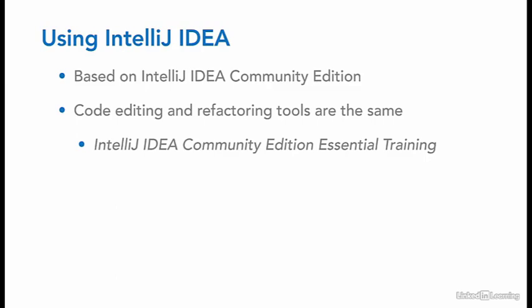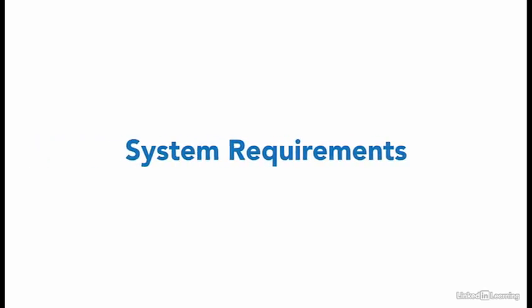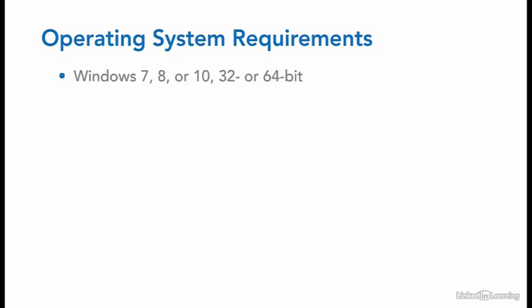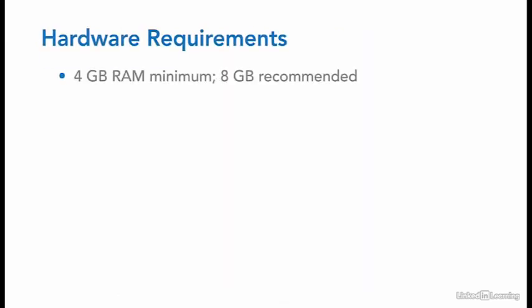In order to run Android Studio on your development computer, you'll need certain minimums in your operating system and in your hardware. If you're working on Microsoft Windows, you can use Windows 7, 8, or 10, and Android Studio supports both 32 and 64-bit Windows. If you're working on a Mac, you'll need Mac OS 10.10, Yosemite, or later, and on Linux, you'll need a version that has the GNOME or the KDE desktop, and like Mac, you can only use 64 bits on Linux. For hardware, in general, more is better.